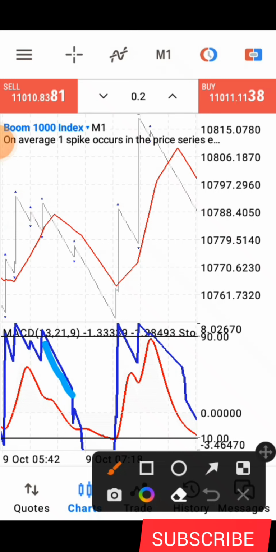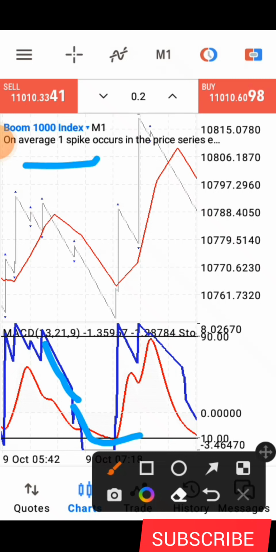Now see this blue line here. This is the stochastic oscillator. I will show you the settings very soon. We are going to allow it also to get to the oversold level. The stochastic oscillator moves faster than the red MACD line, so it's going to be the first to get to the oversold level. Then you wait for the MACD to also get there before taking a buy.